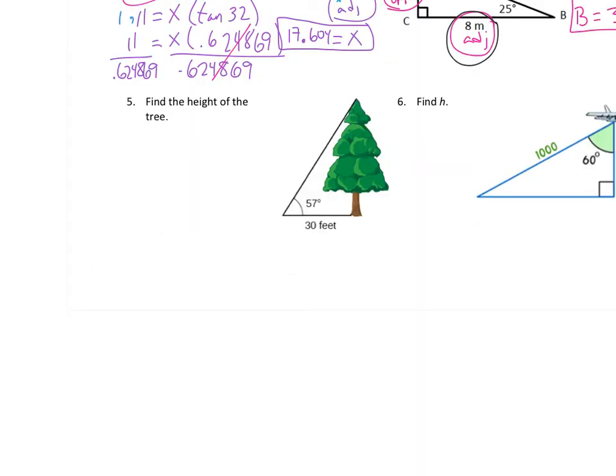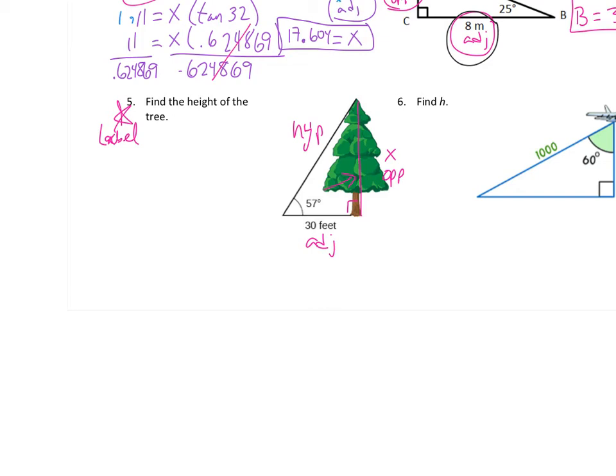Now on number 5, I'm going to let you do more of the solving part on here. And what we need to find is the height of the tree. So let's label that an x. I want you to label the opposite side and your adjacent side and your hypotenuse. So go ahead and label your triangle. So the opposite should be right here. Your adjacent should be with your 30, and your hypotenuse should be right there. That's the one we don't have to find.